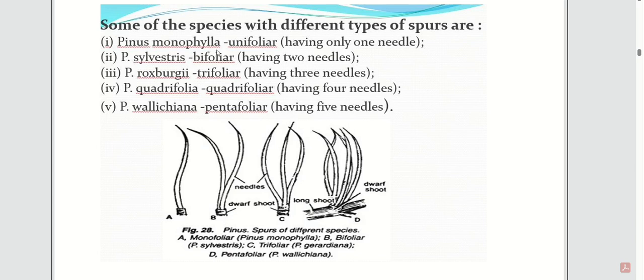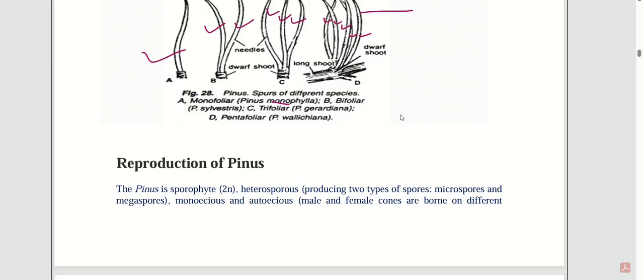There is Pinus monophylla with the unifoliar condition, only one needle, this one. And Pinus sylvestris, with the bifoliar condition with two needles, and Pinus roxburghii, the trifoliar condition, then quadrifoliar, and this is the pentafoliar, that is Pinus valliciana, with the five needles condition.